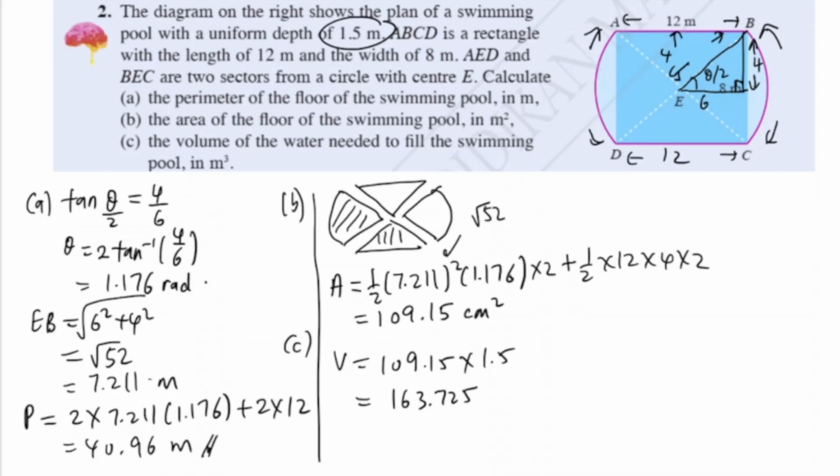You will get 163.725. You can round up to 73 if you want. Normally, I would prefer to round correct to 4 significant figures, but this is 6 significant figures. I think the textbook answer gave us 163.734. That is because the previous area is different. Previous area is 109.156 from the textbook. So I think a slight difference in answer is okay, because whether you use square root 52 or 7.211 for the radius.